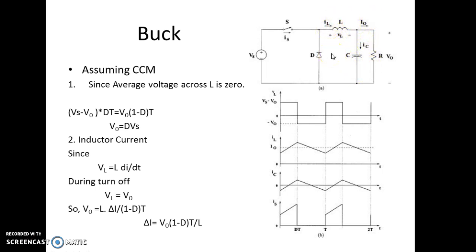I've explained this. And the average voltage across the inductor is 0, as we all know. Let the switch be on. The voltage across this inductor would be Vs on this point and V0 on this point. So when the switch is on, the voltage across this inductor is Vs minus V0.